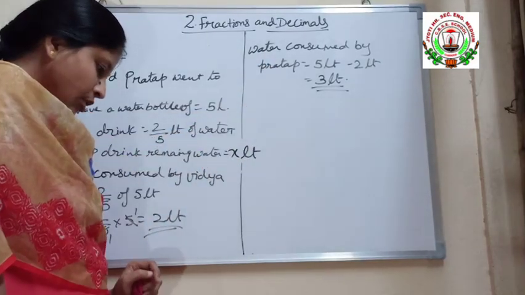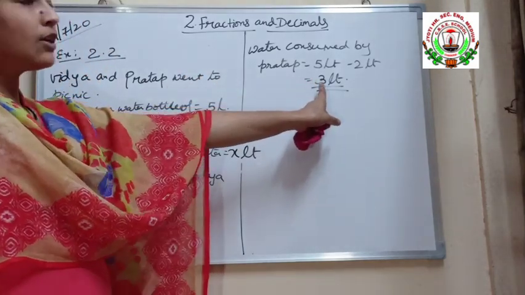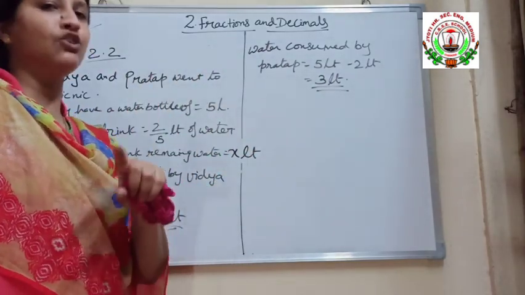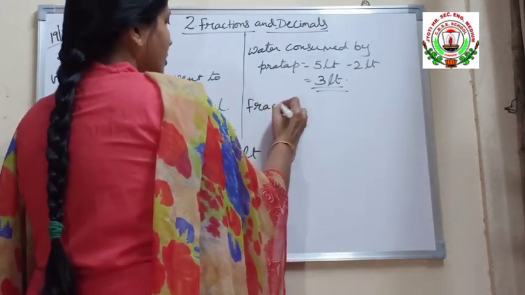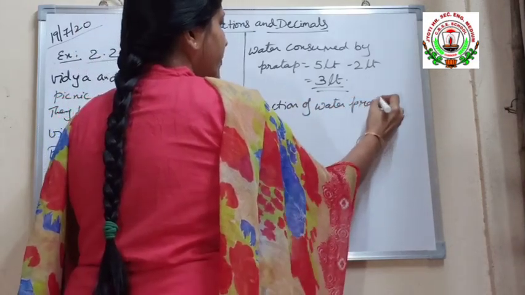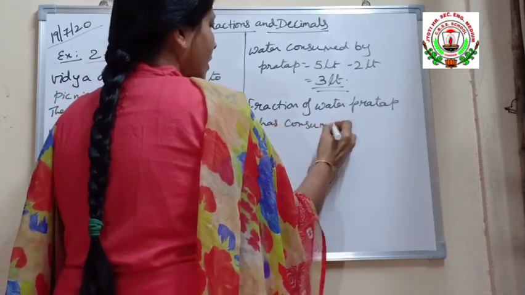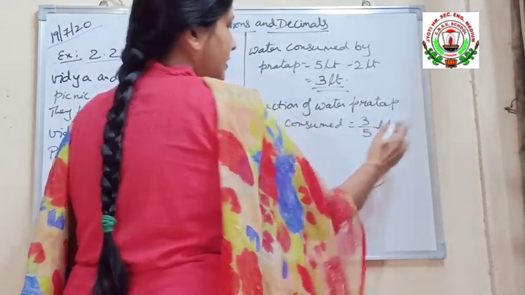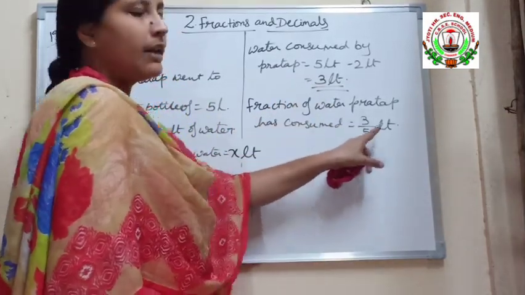Now they are asking what fraction of water Pratap has drunk. We have found the total amount of water Pratap has taken as a whole number, but they are asking what is the fraction of water Pratap has consumed. So the fraction of water Pratap has consumed will be 3 by 5 liters. 3 liters he has taken out of a total of 5 liters, so it will be 3 by 5 liters.